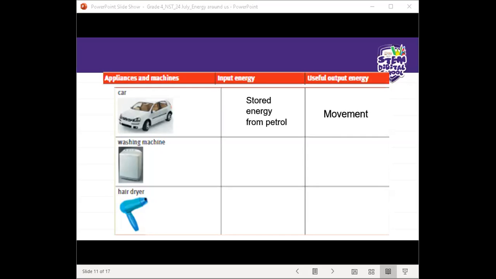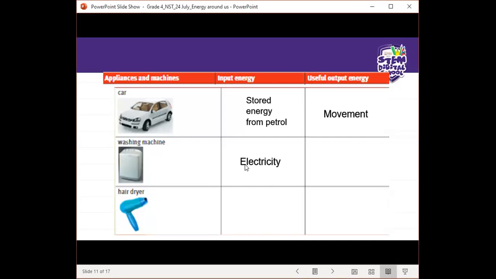Sia says electricity is the input. Bramlin, what is the output energy of the washing machine? The output energy is to wash the clothes. Washing the clothes, cleaning the clothes. Okay, so washing the clothes is the useful output energy. Beautiful. Thank you very much. Sia also says the washing is the useful output energy.